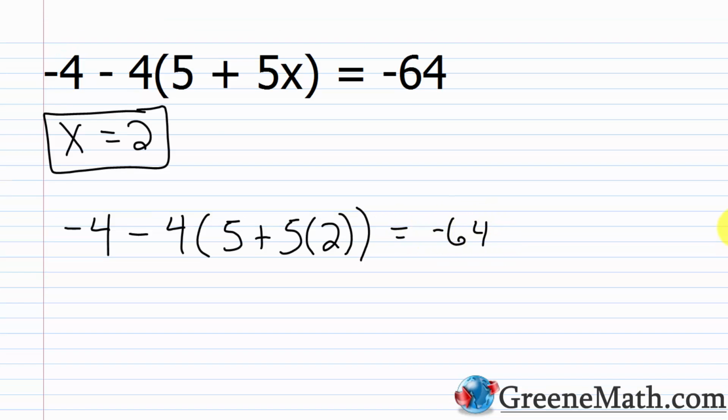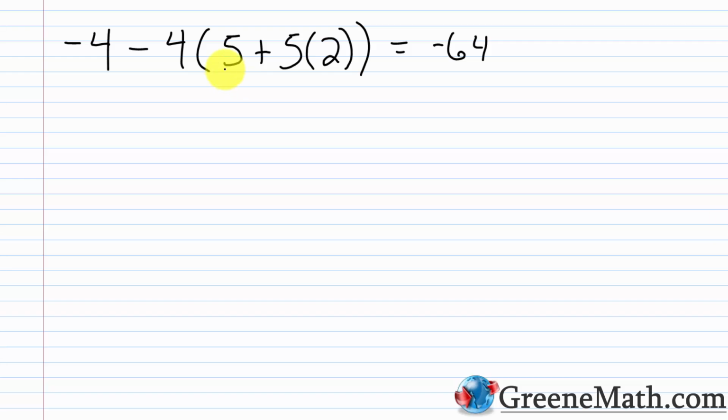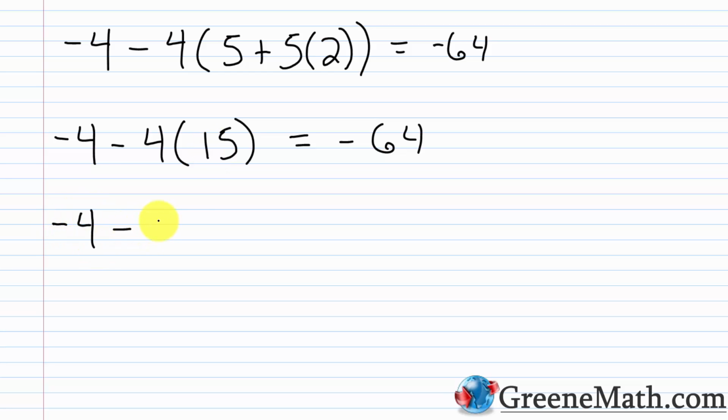Okay, so let's crank this out. We're going to start out inside the parentheses here, and we're going to start out with 5 times 2. 5 times 2 is 10, and then if I add 10 to 5, I'd have 15. So I'll have negative 4 minus 4 times 15, and this should equal negative 64. So I'm going to do multiplication first. So you can think about this as negative 4 times positive 15. That would give me negative 60. So negative 4 minus 60 equals negative 64.